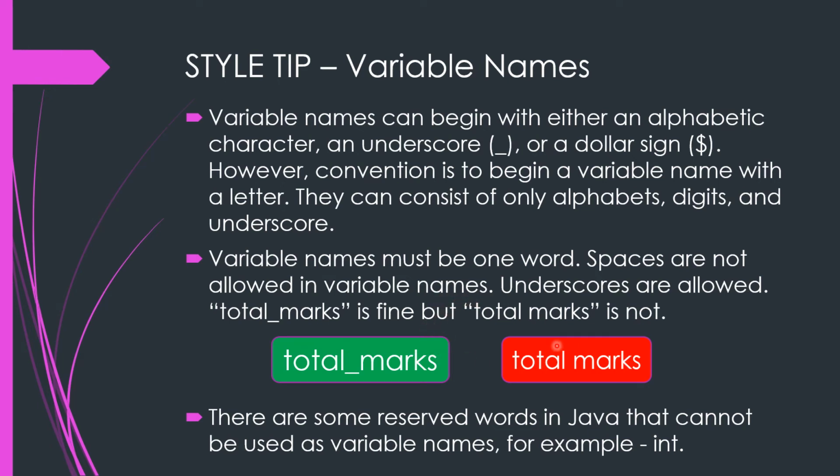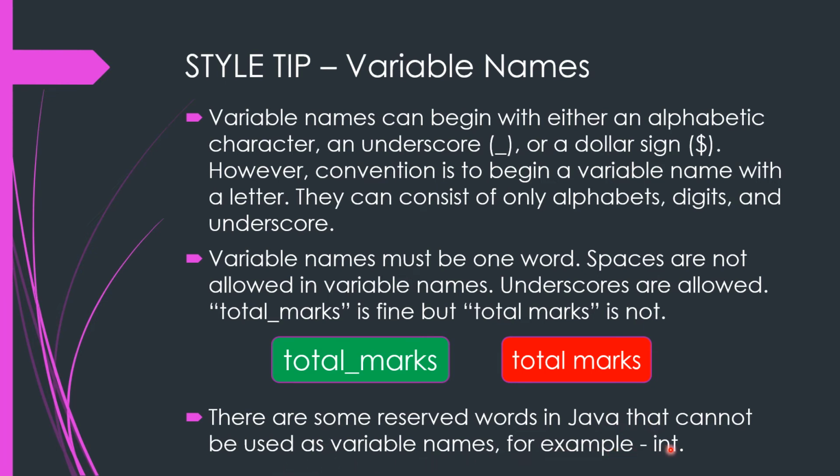Like total marks, this one written in the red box, it is not allowed because here a space is there. So these are not one variable. Whereas when we have put the underscore, then it is right, because then it is one name. Here no space is there. We have used an underscore, and by using the underscore, this variable name is one word. So it is allowed.